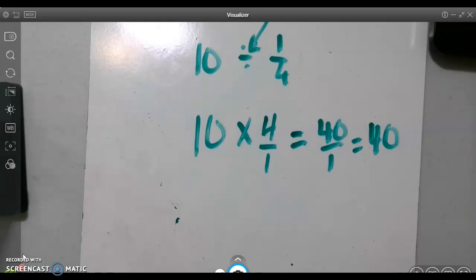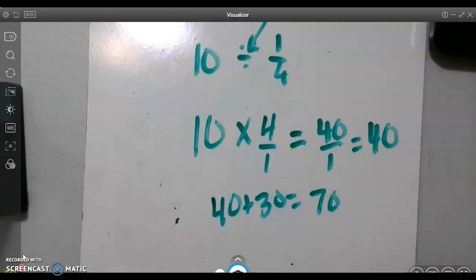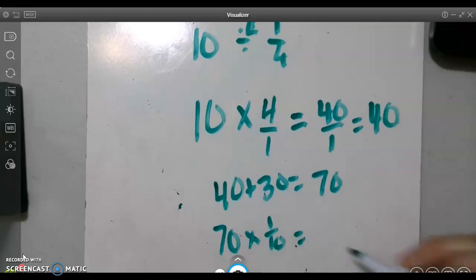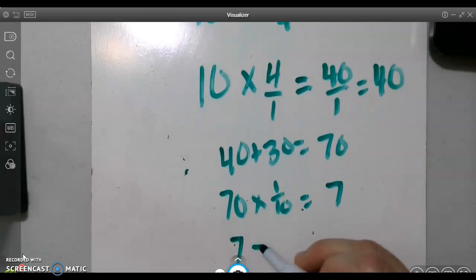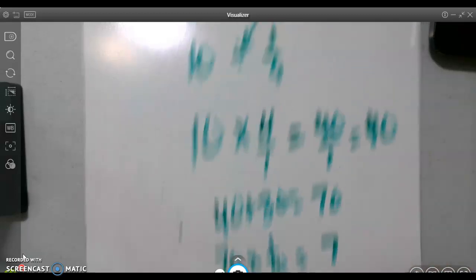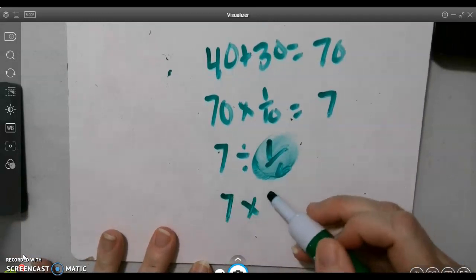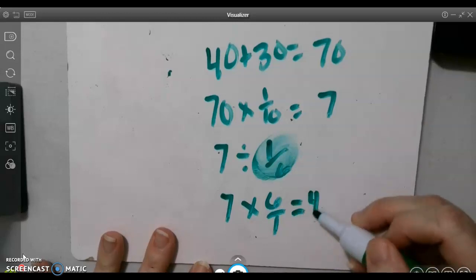So after 40, you add 30. So 40 plus 30 equals 70. Then you have 70 times a tenth, which is 7. Then it says 7 divided by 1/6. Sorry, 1/6. You're going to keep, change, flip. So your answer is 42.